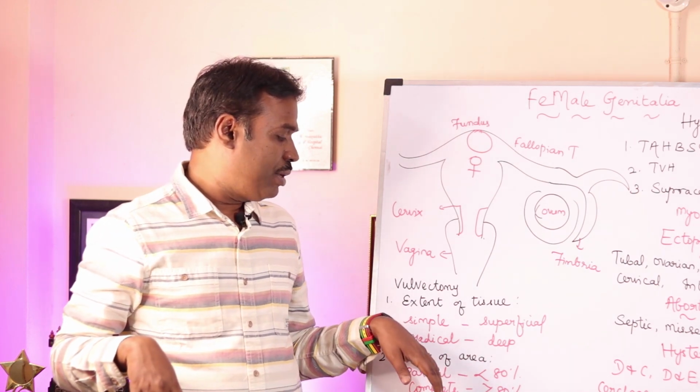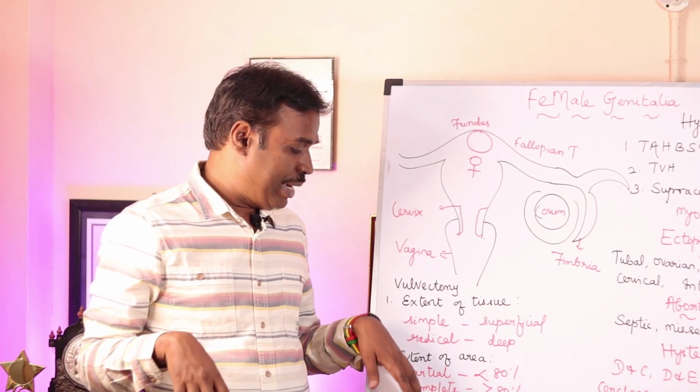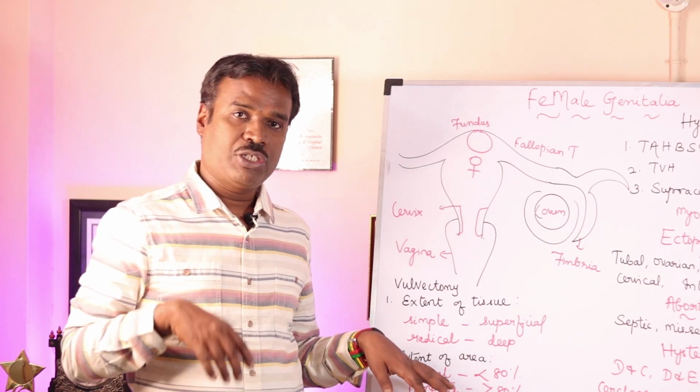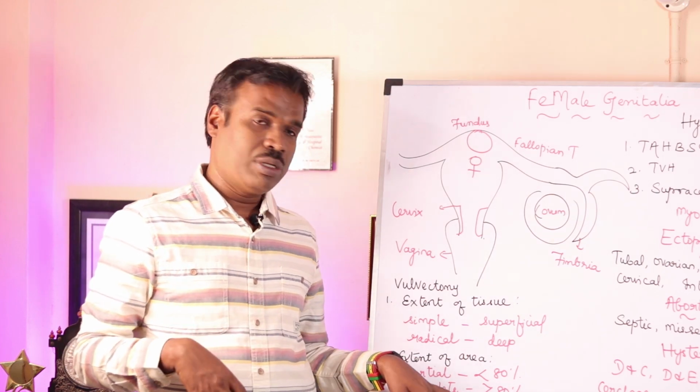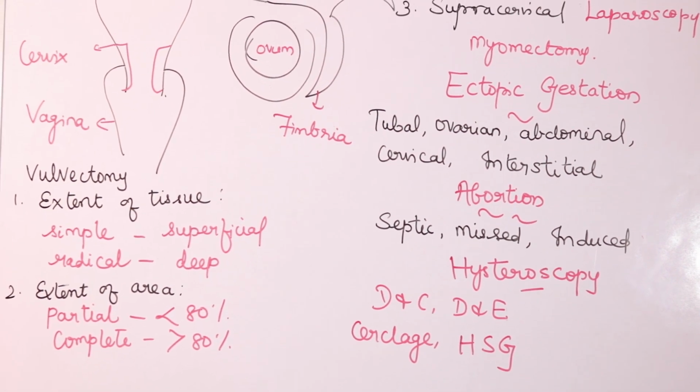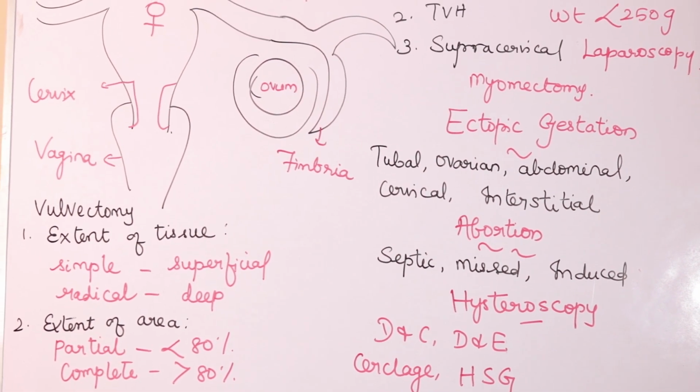Now, in the case of extent of area, you again divide it: if it is less than 80%, you can go for a partial vulvectomy. If it is more than 80%, it is a complete vulvectomy. It all depends on how much of this external genitalia is being removed.